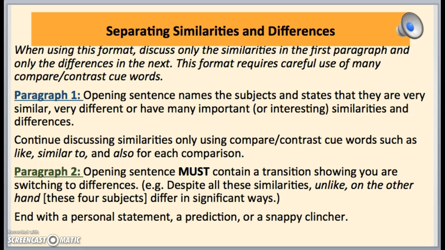Now, you've done that for both the Arabian Peninsula and the state of California. It's time to look at the similarities and differences. Remember, in paragraph number 1, you're always going to have an opening sentence. And then you're going to start to detail the similarities in paragraph number 1, paying attention to the cue words that you're going to incorporate as well, like, similar to, also, and any other cue word that you would like to use.